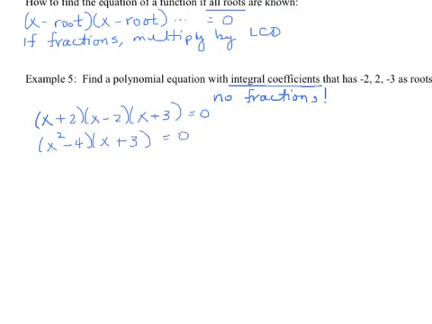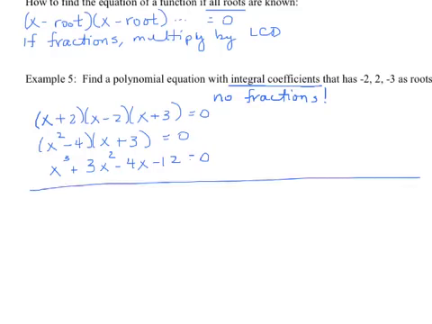And then we'll FOIL again. X cubed plus 3x squared minus 4x minus 12 equals 0. And we're done. That was easy. Now I want to give you one more example so you can practice the fractions. And I'm going to give you the roots of 1/2, I know, and 1 and -2.